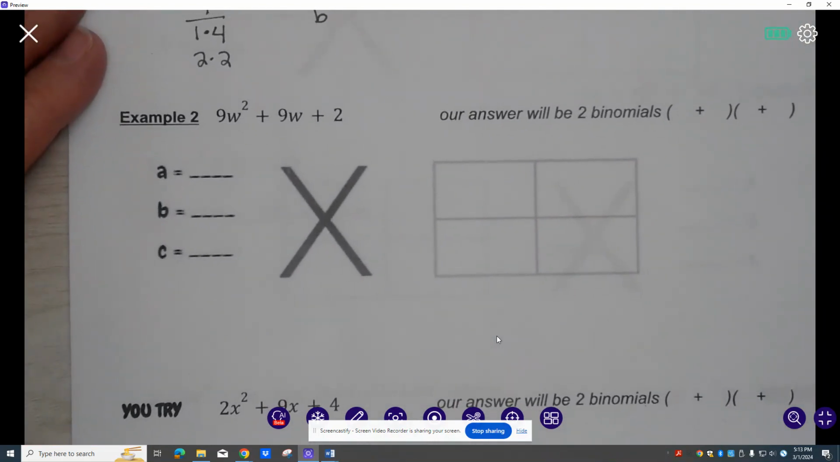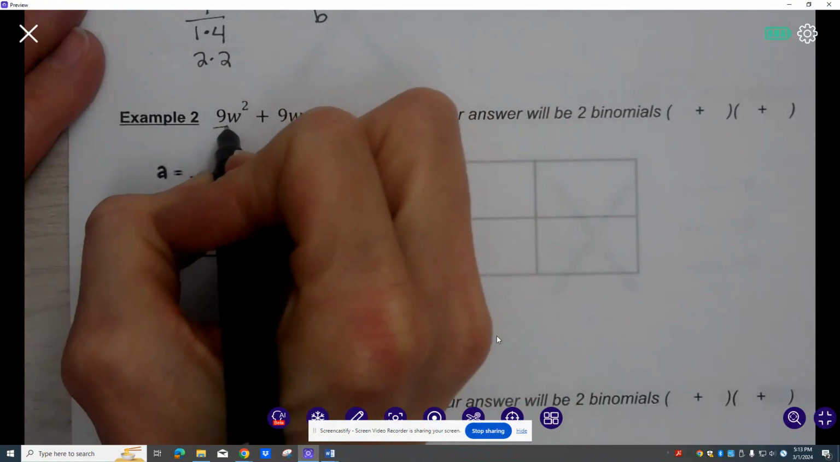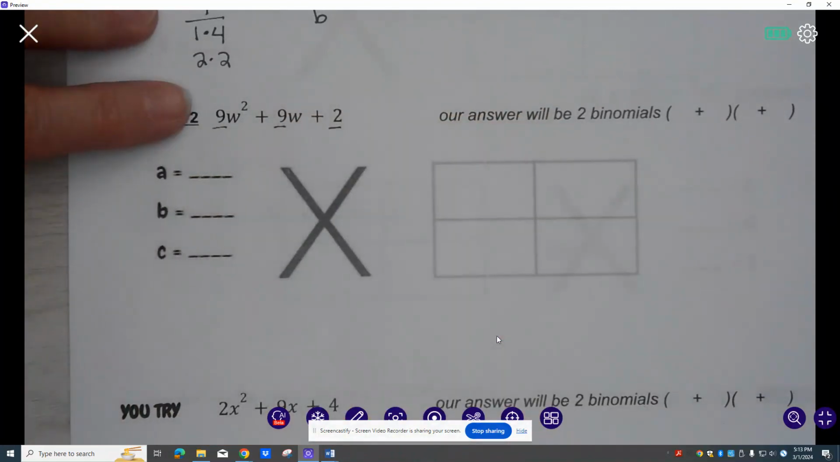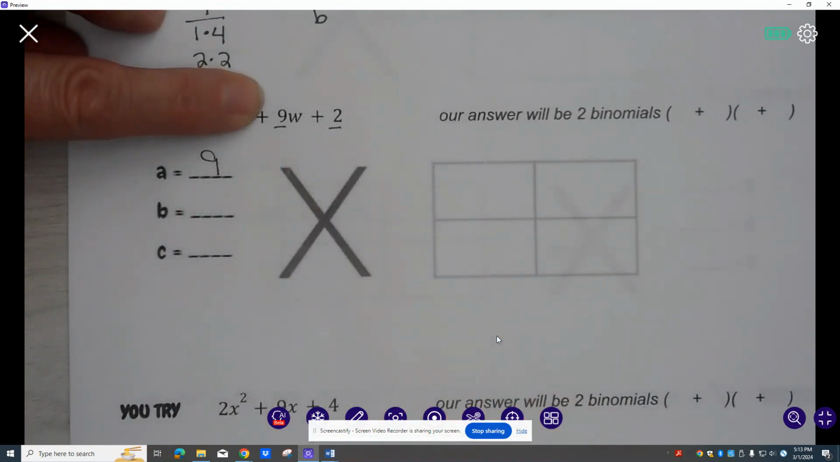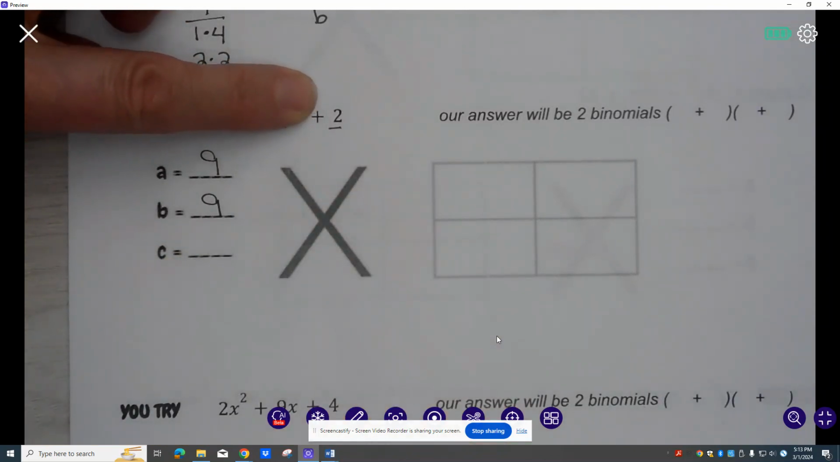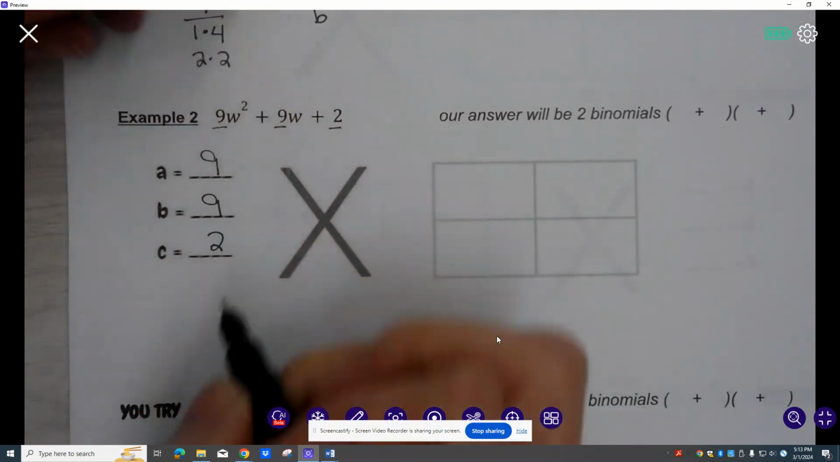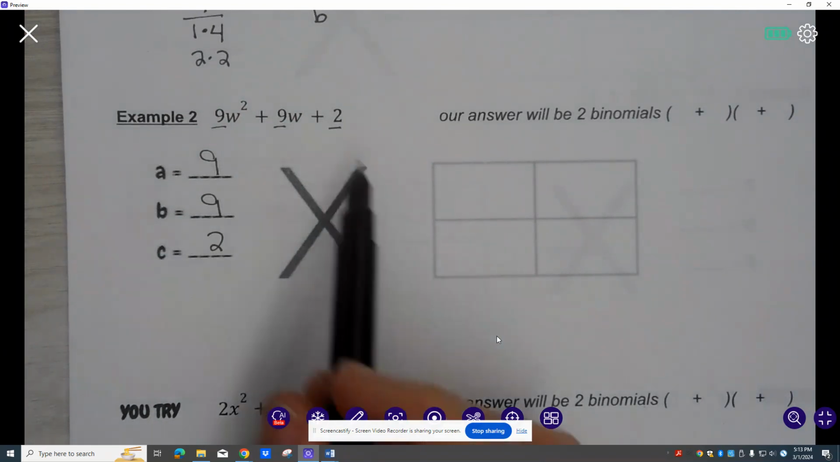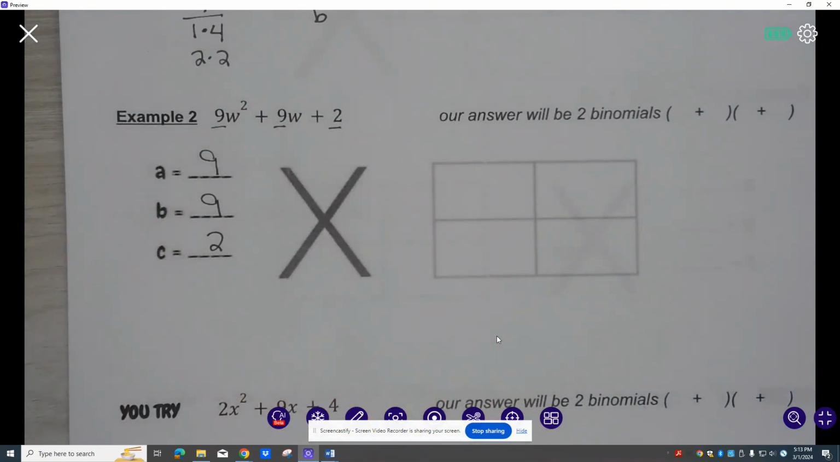Okay, so just like the other ones, we want to start with listing our A, B, and C. A is the coefficient in front of the W squared, so that's a 9. B is the coefficient in front of the W, so that's a 9. And C is the number hanging off the end, that's a 2. So this is again an example where everything is positive, so very similar to example 1.